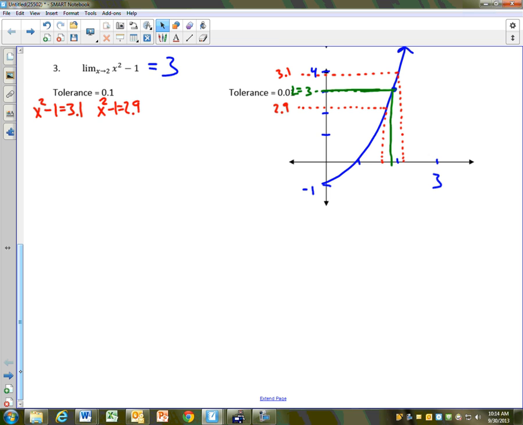Okay, now let's do the next part. The next part says tolerance within 0.01. What would be my upper bound for that? Yep, 3.01. What's my equation? I'm going to do it in the first example, then I'll tell you what you need to do moving forward. But please ask the question again if I don't answer. x squared minus 1 is equal to 3.01. And what's my lower bound for that tolerance?